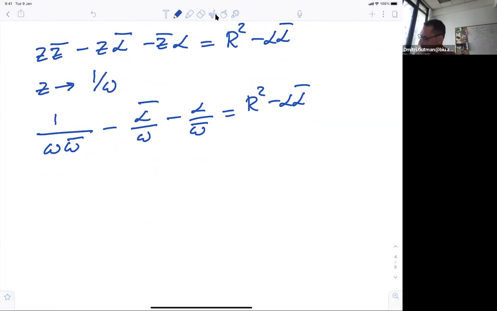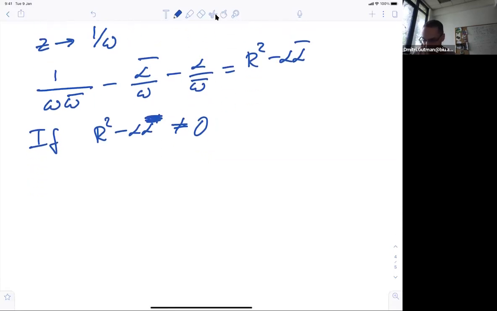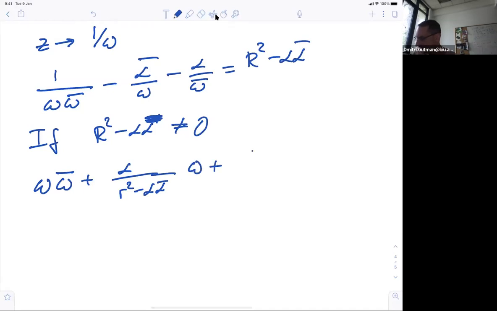Now, if r square minus alpha alpha bar is not equal to 0, then I multiply this equation by w bar and divide it by r square minus alpha alpha bar, and I get w bar plus alpha divided by r square minus alpha alpha bar times w plus alpha bar w bar divided by r square minus alpha alpha bar is equal to 1 divided by r square minus alpha alpha bar.